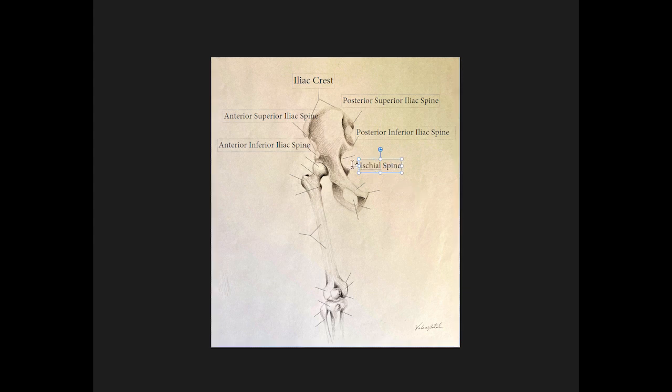Then we're going to have this notch that is created between the ischial spine and the posterior inferior iliac spine. That notch right there is called the greater sciatic notch. Then let's look at the rest of this innominate bone. We're going to have the pubic tubercle, which is this projection of bone right there.